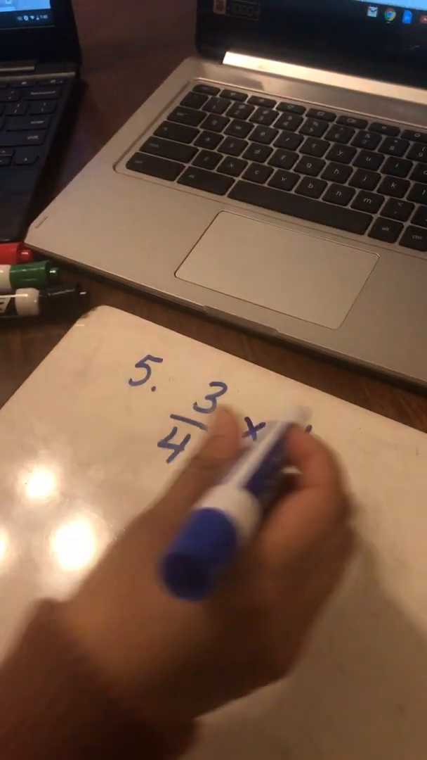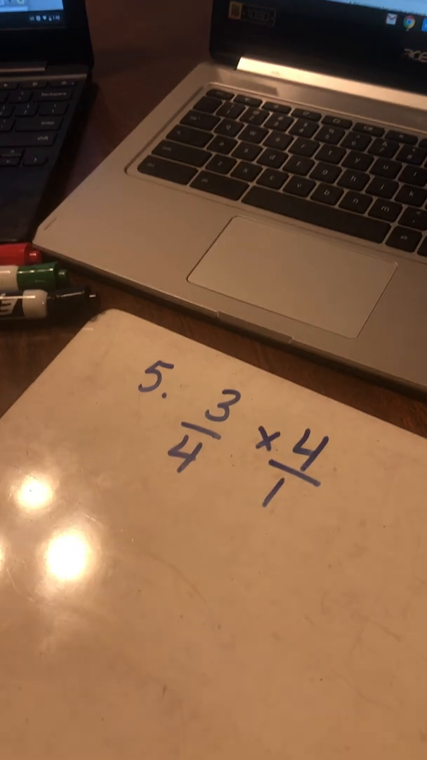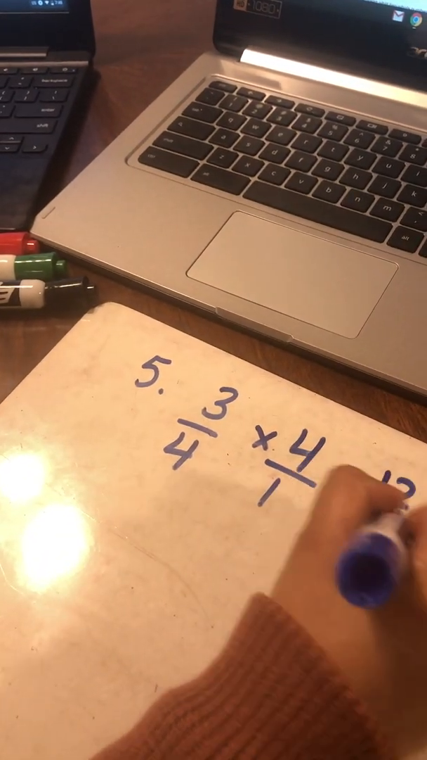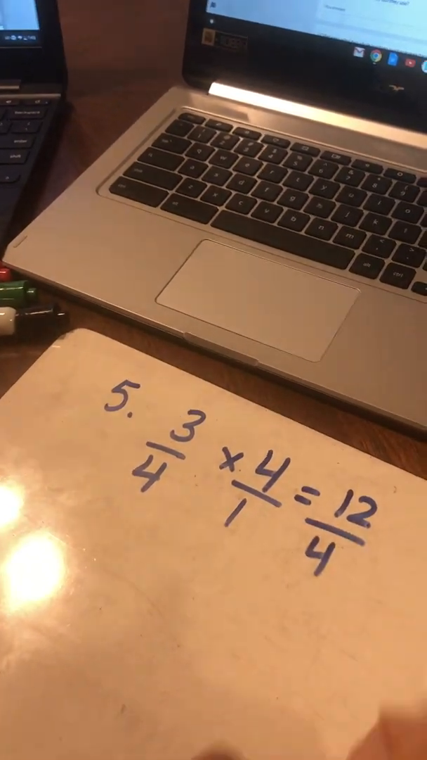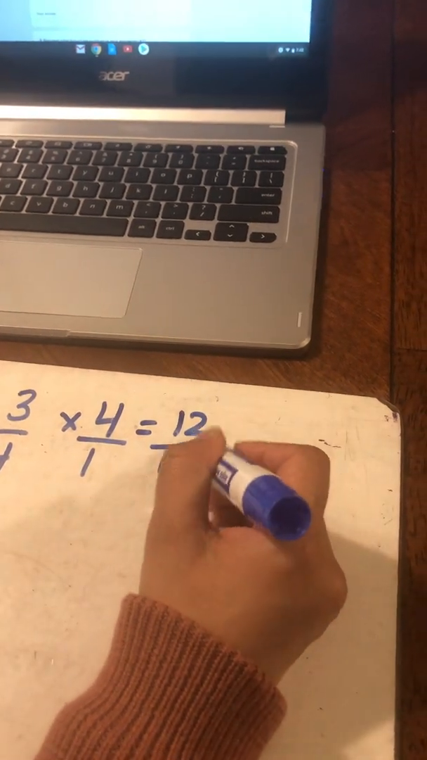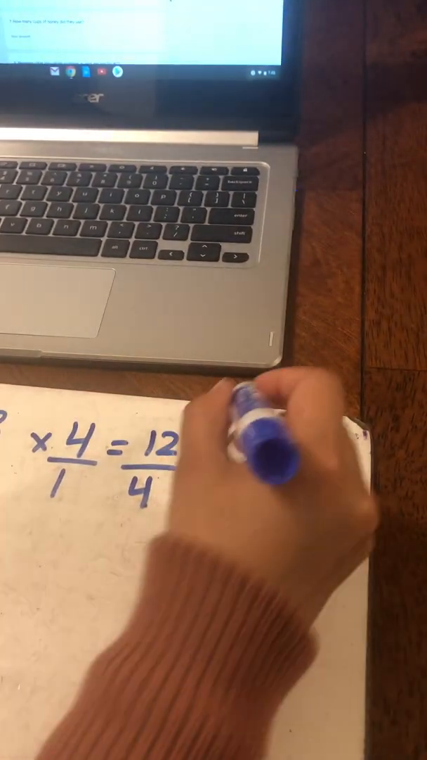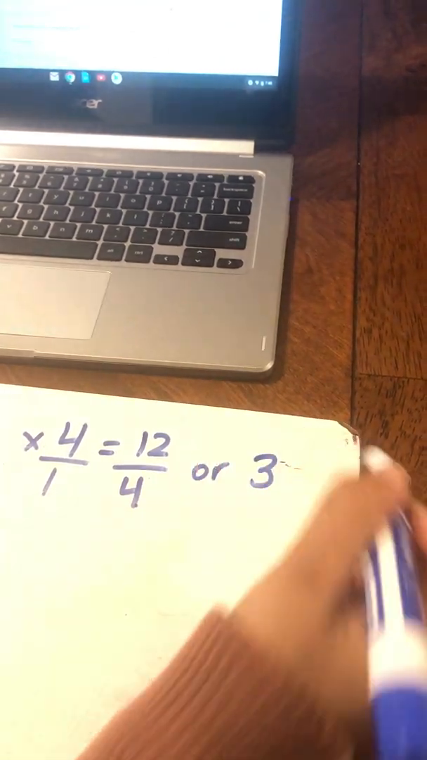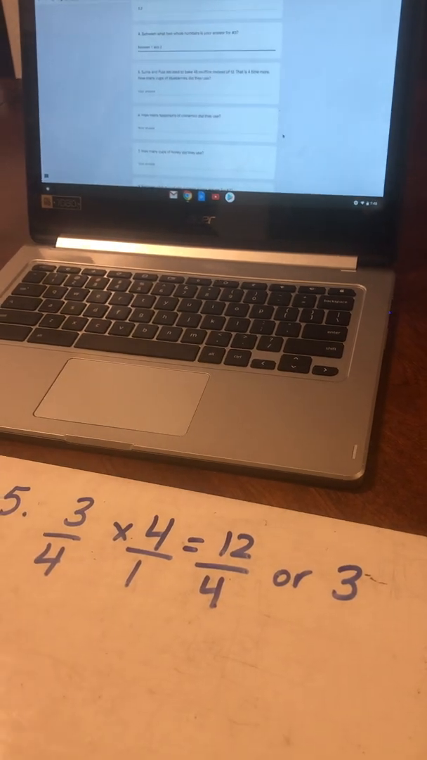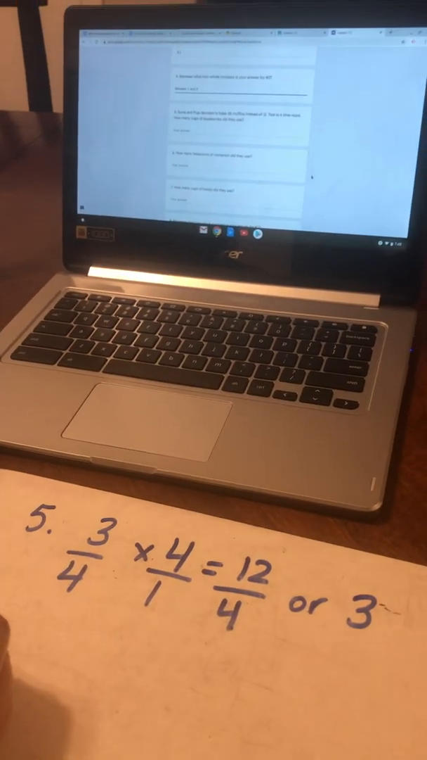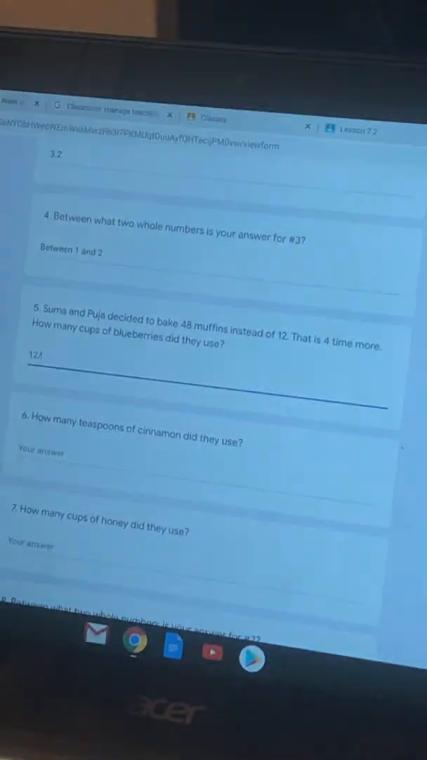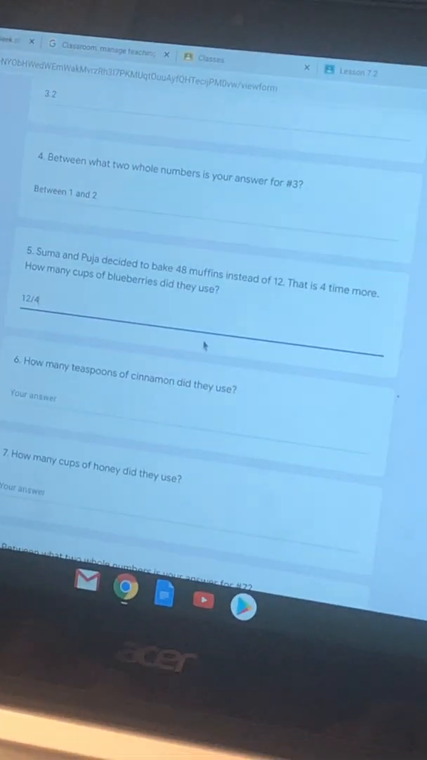The same thing, I'm just gonna put a 1 underneath the whole number and multiply across. 3 times 4 is 12, and 4 times 1 is 4. And you see how my numerator is bigger than the denominator? That means I could divide. 12 divided by 4 is 3. So my answer is 12/4 or 3. Okay, so over here, I'm gonna write 12/4 or 3.